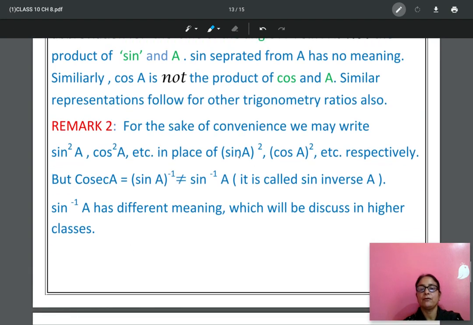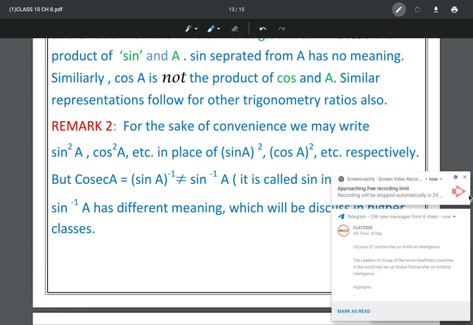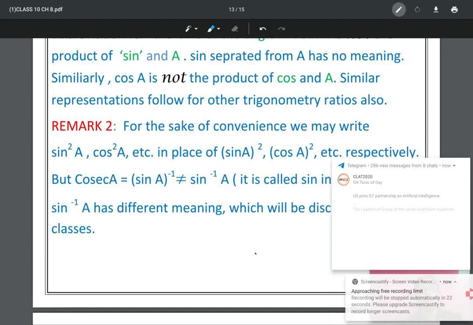If we want to write sine A whole squared, we can write it as sine square A. And cosec A is the inverse of sine A, which is not equal to sine inverse A. Sine inverse A is called the inverse of sine A, which has a different meaning.